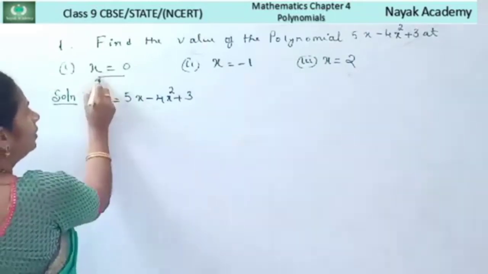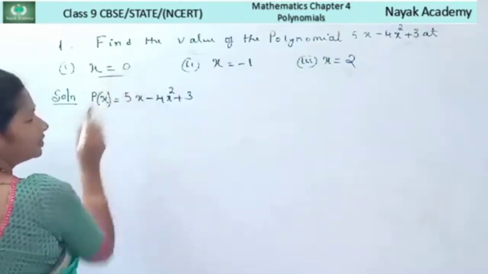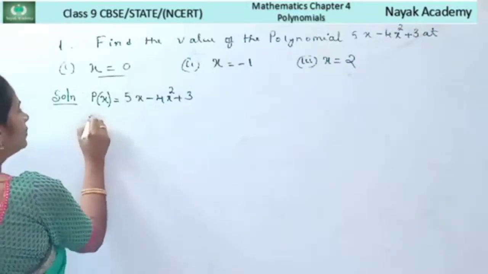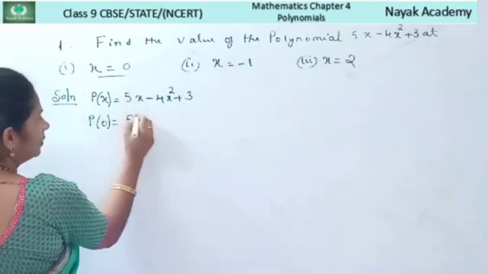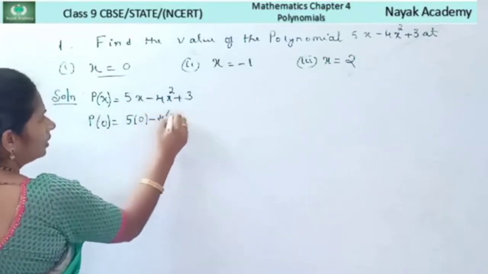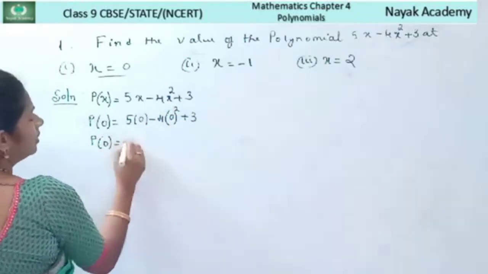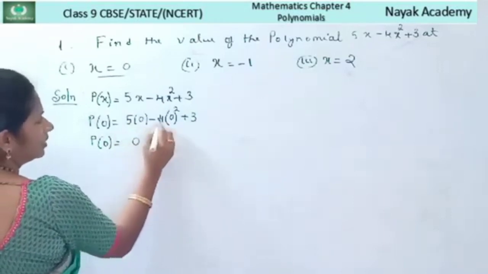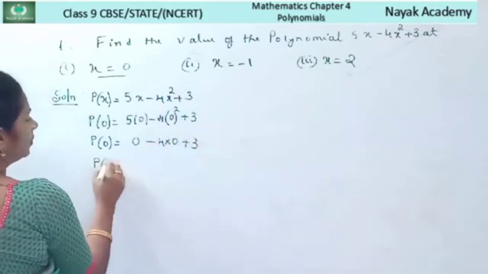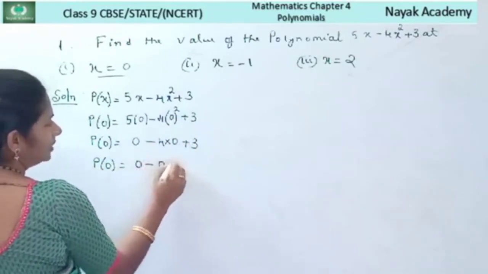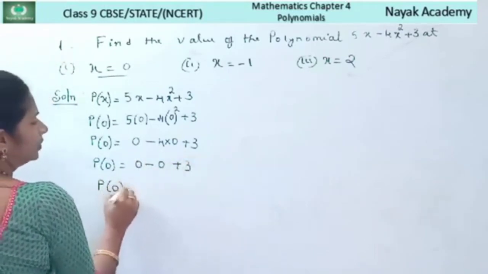Now we have to find the value at x equal to 0. Means in place of x we have to substitute the value 0. Means p of 0 value we have to find out. So 5 into, in place of x you substitute 0, minus 4 into 0 square plus 3. So p of 0 value is 5 into 0, that is 0, minus 4 into 0 square is 0, plus 3. So p of 0 is 0 minus 0 plus 3. So p of 0 value is 3.